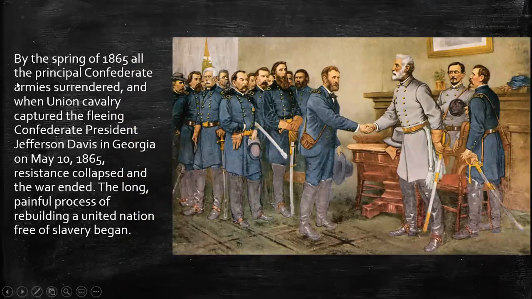By 1865, all the principal Confederate armies had surrendered, and the Union cavalry captured the fleeing Confederate President Jefferson Davis in Georgia on May 10th, 1865. The resistance collapsed and the war ended. The long, painful process of rebuilding a united nation free of slavery began.